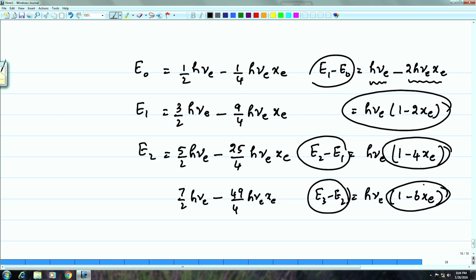Therefore, it is possible for us to actually obtain values for nu_e and x_e if we get two experimental spectral lines. If we get a transition due to this and if we get a transition due to this, then the two equations involving nu_e and nu_e x_e can be solved, and it is possible for us to obtain numerical values for the anharmonicity constant, and therefore use it for fitting experimental spectra of diatomic molecules where the motion is slightly anharmonic.